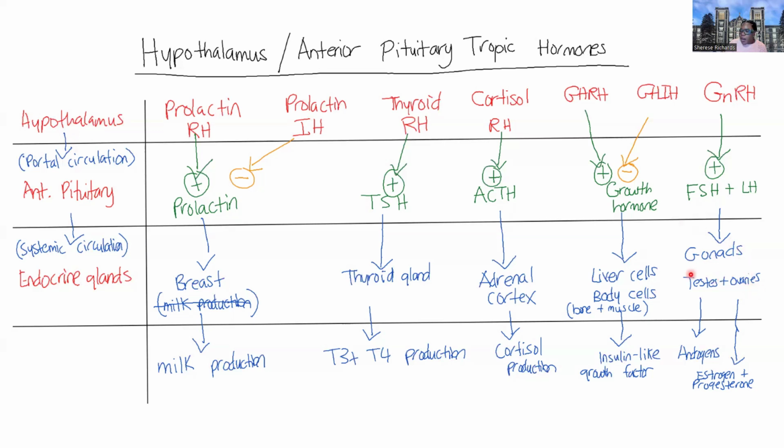So when you think about the tertiary endocrine glands, testes and ovaries, testes will produce androgens as well as testosterone, and then ovaries will produce estrogen and progesterone. So that is the axis for the gonadotropin release and then the gonads that are involved.